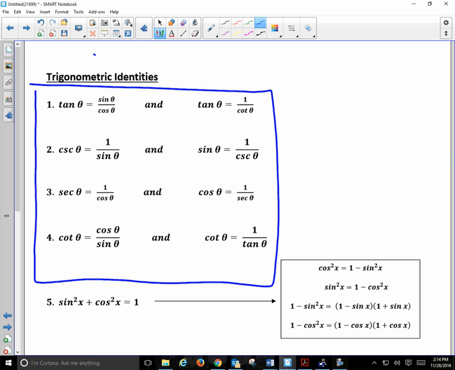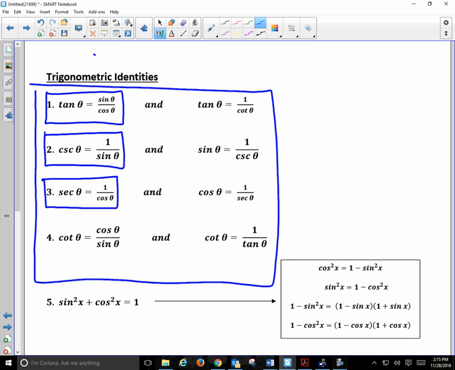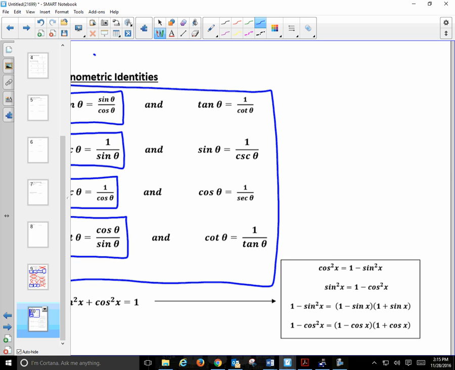Have you learned before that tangent is equal to sine over cosine? Yes. So that's not new. That's a review piece. You can also write tangent as 1 over cotangent. We are going to focus on this part today. You've also learned that cosecant and sine are reciprocals, and that secant and cosine are reciprocals. And cotangent, since it's the reciprocal of tangent, can be written as cosine over sine. We're going to use those 4 identities today to simplify trigonometric expressions.